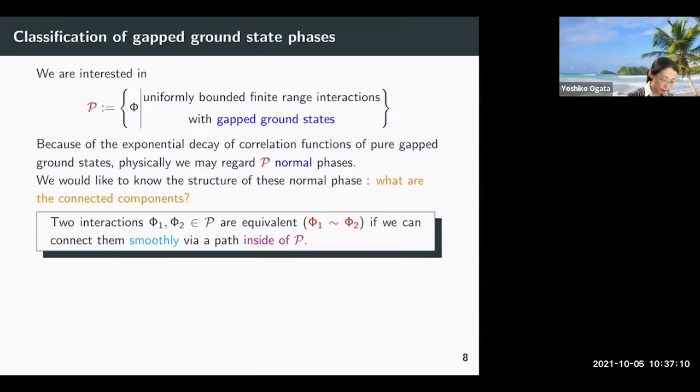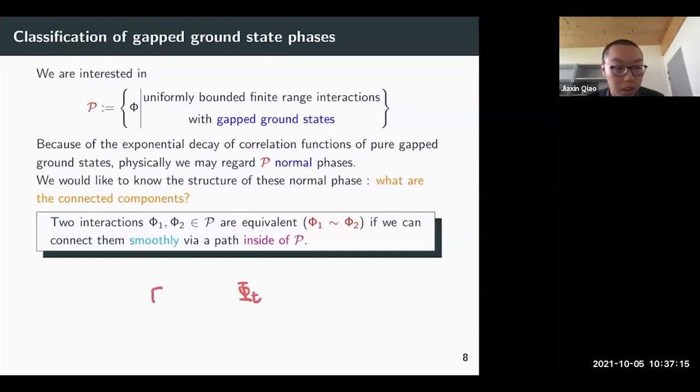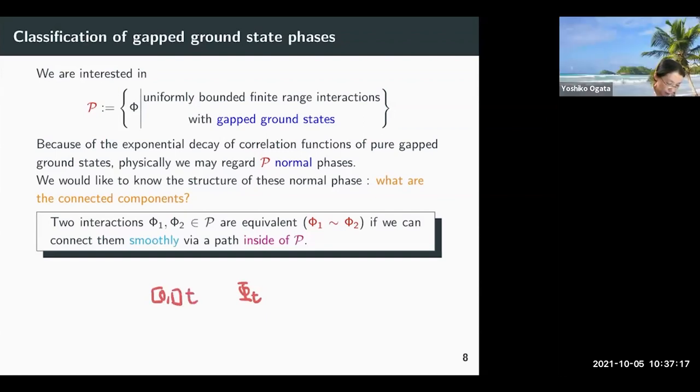So I'm requiring the existence of smooth paths of interactions connecting phi one and phi two. Sorry, it's very bad notation, but t equal one is phi one and t equal two is phi two. Anyway, it's a path of interactions connecting phi one and phi two.